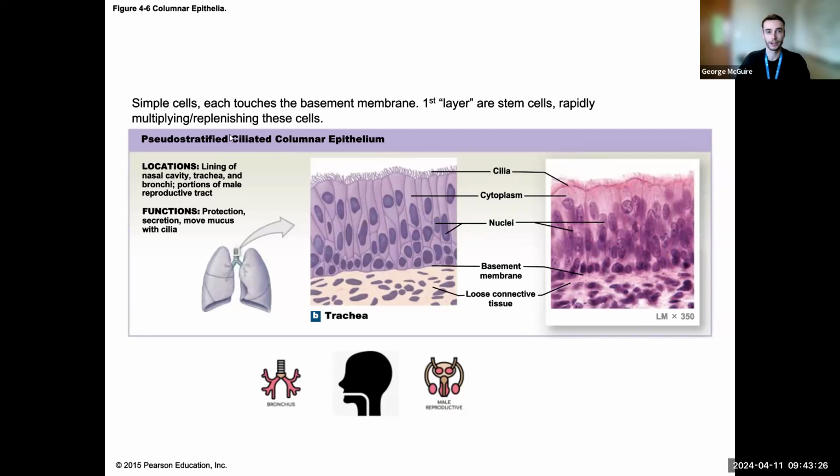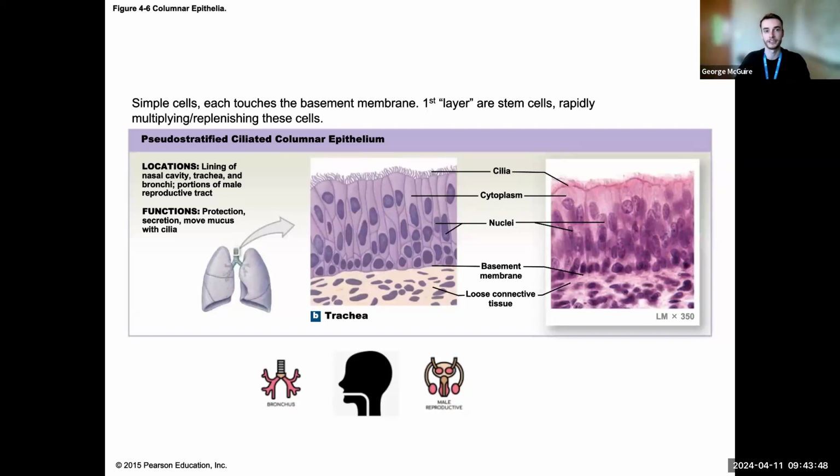So these are pseudo-stratified. And they are typically, or almost always, ciliated, meaning they have cilia. Cilia are very similar to microvilli, except that they have movement and they have a different protein filament that causes these extensions of the plasma membrane. So they're both extensions of the plasma membrane, but the cilia can do that power stroke waving motion.